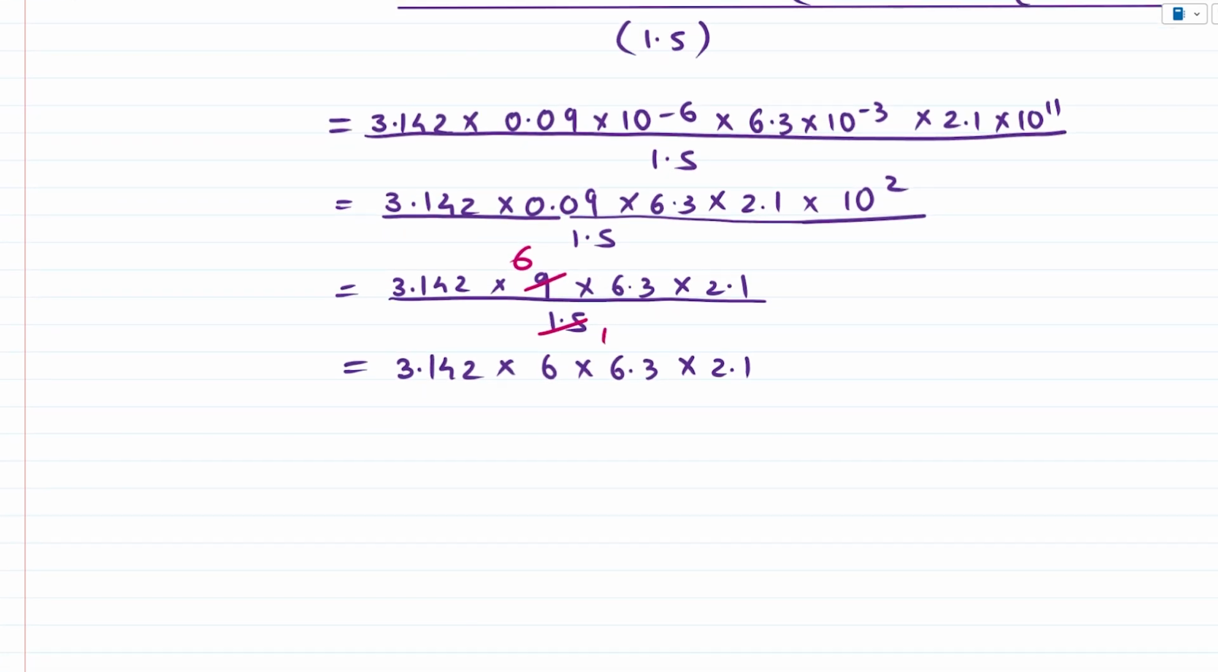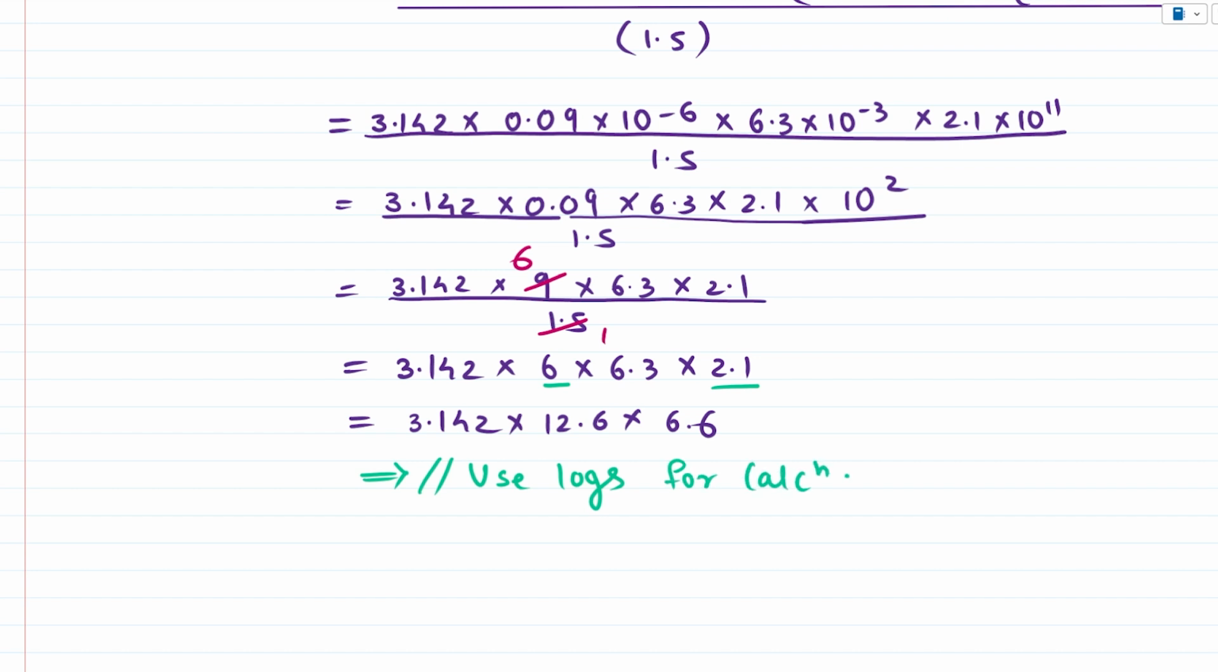Now you can use the logs for this calculation, but I'll suggest you multiply 6 and 2.1 as well, so that you will have one less term to calculate the logs for, because 6 into 2.1 is 12.6 into 6.3. So 6 into 2.1 gives us 12.6. And now you can use logs for calculation. So make sure you use logs for calculation in your exams or in your college. But in the video, we'll skip this step.